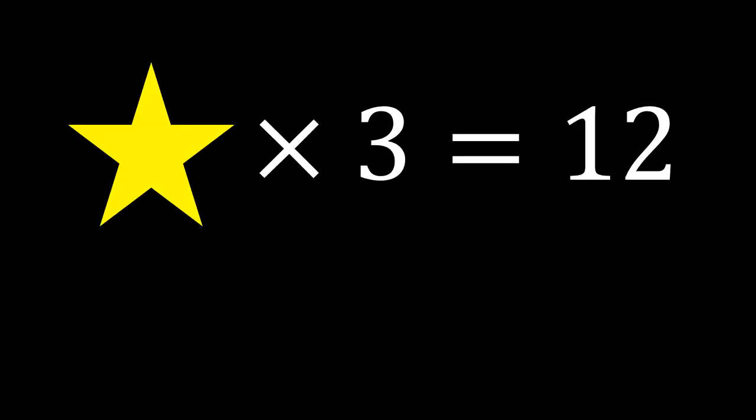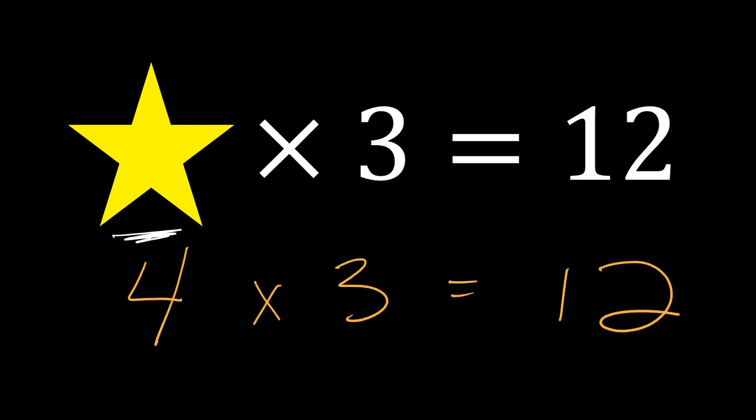You might have seen this way back in the day where you had to figure out what the star equaled as a number. You have the symbol here, and this symbol represents a number. We say, what number times 3 gives you 12? Way back in the day, your third grade or fourth grade mind said, I know this, this is 4 times 3 equals 12. What you did is you replaced the star with the number 4.